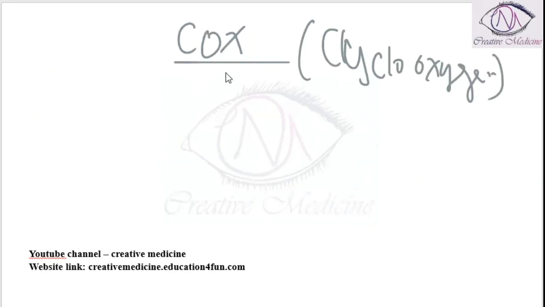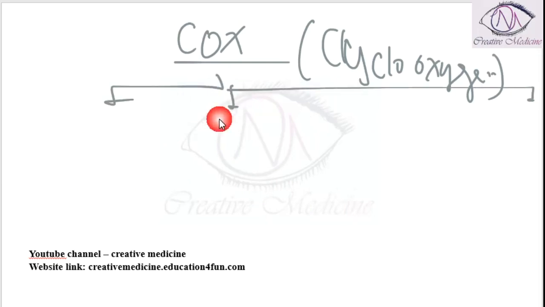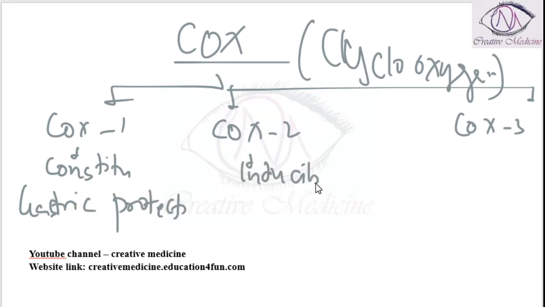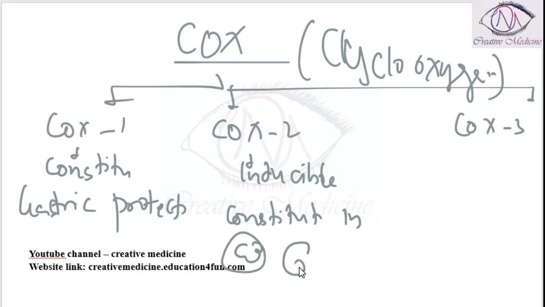So these COX pathways, or cyclooxygenase enzymes, are of three types. We have cyclooxygenase type 1, cyclooxygenase type 2 and cyclooxygenase type 3. Cyclooxygenase type 1 is a constitutive one and it is gastric protective, whereas cyclooxygenase type 2 is an inducible one, and it is inducible and constitutive in brain and kidney.